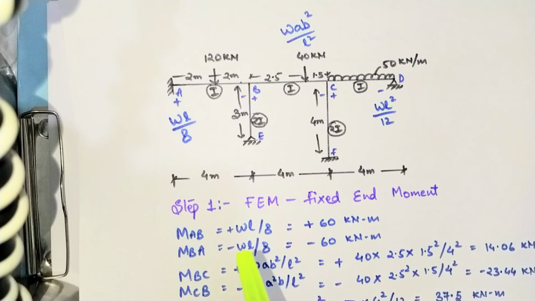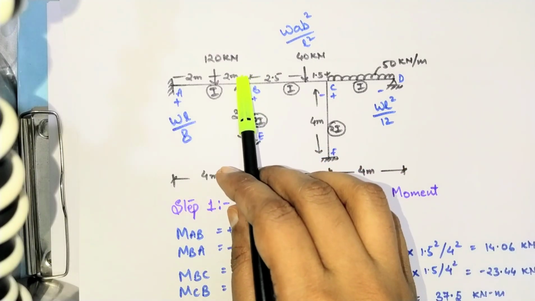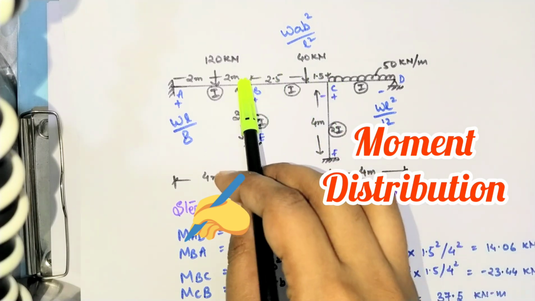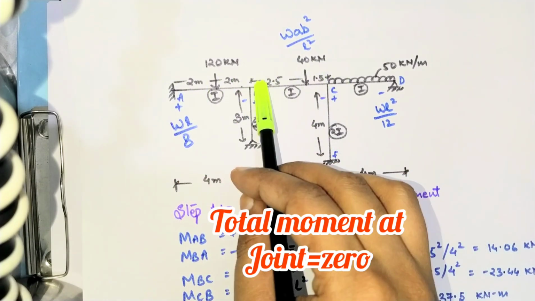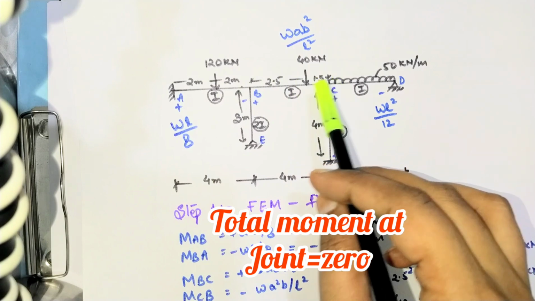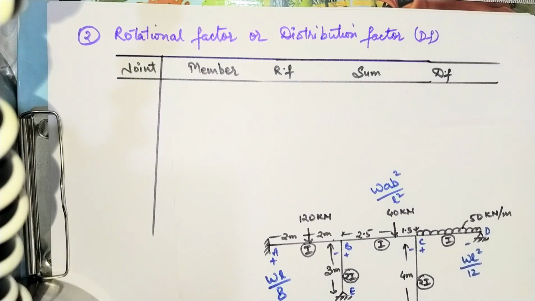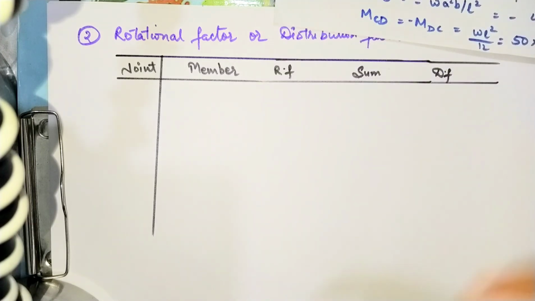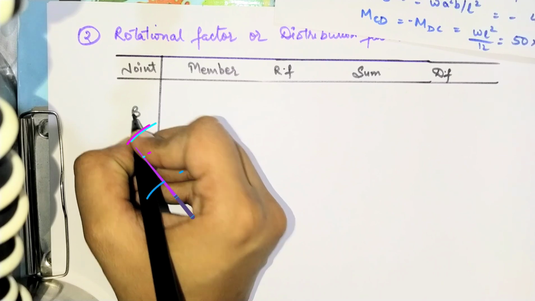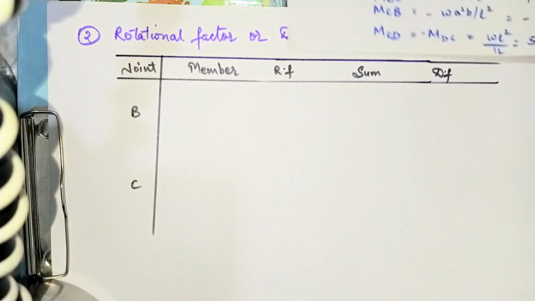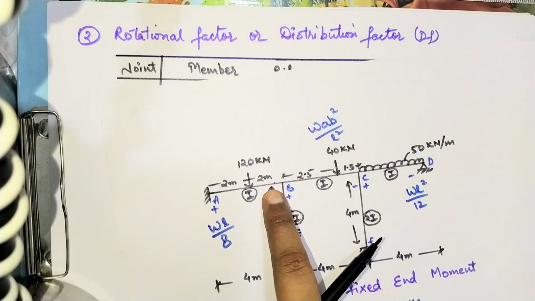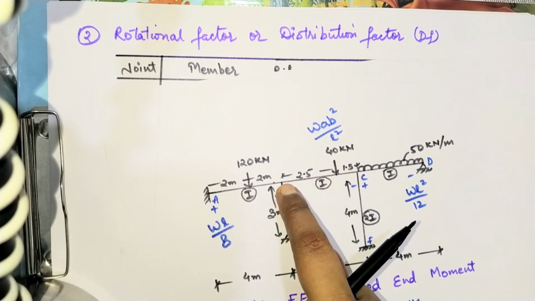What happens in moment distribution? In moment distribution, we'll be distributing the additional moment which is coming onto a joint among the members connecting to that particular joint. We'll be using a table to find out RF and DF, that is rotation factor and distribution factor. So we have a total of 2 joints, B and C, and there are 3 members attached at B: BA, BC and BE.